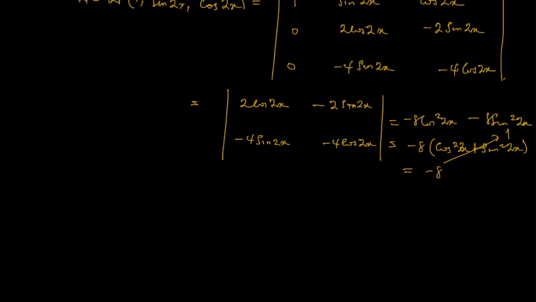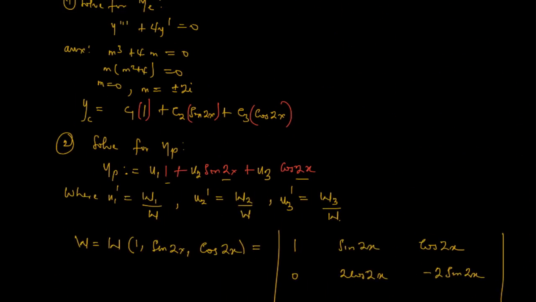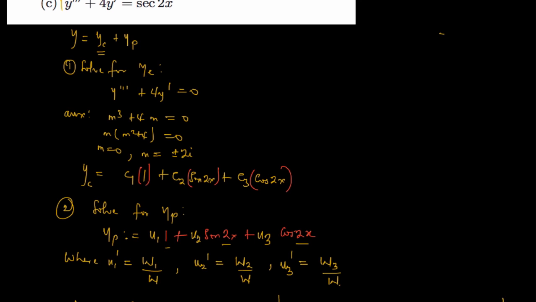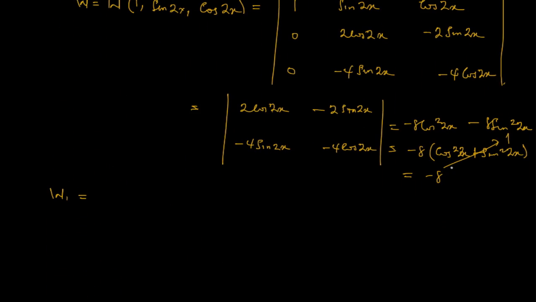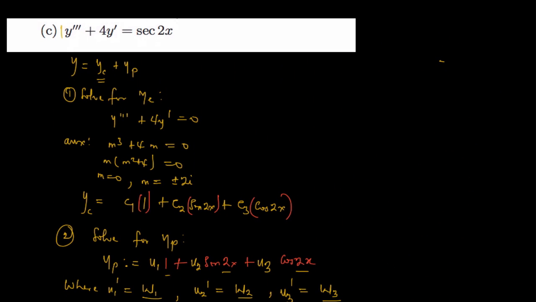So similarly, we want to find W1. To find W1, we said we should ensure that the differential equation is in standard form. It's already in standard form, as you can see the coefficient here is just 1. So as we've been doing so far, we replace the first column with 0, 0, and then the right hand side. The right hand side of the differential equation is sec 2x, so this is going to be my f of x.